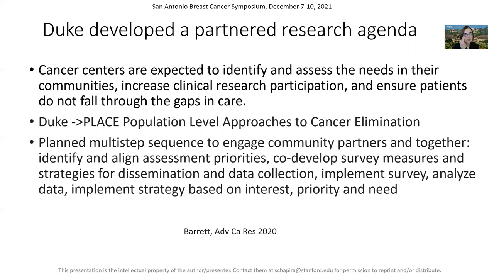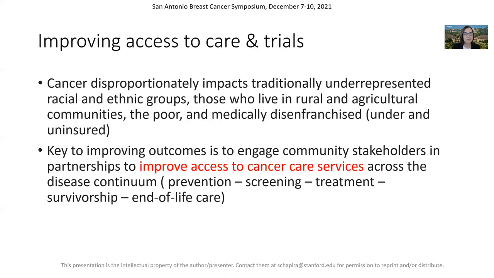So as we think about cancer centers and the expectations that they need to identify and assess the needs in their communities and increase clinical research participation, it's important to think about this particular strategy that involved all of their community partners early on, even at the stage of a needs assessment. And this was published a year ago. So we know that cancer disproportionately impacts traditionally underrepresented racial and ethnic groups, those who live in rural and agricultural communities, the poor, and the medically under and uninsured. So key to improving outcomes is to engage these community stakeholders in partnership to improve access to cancer care services.